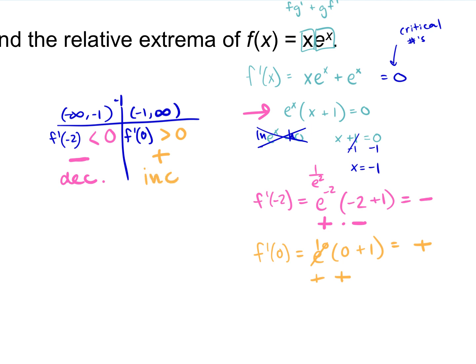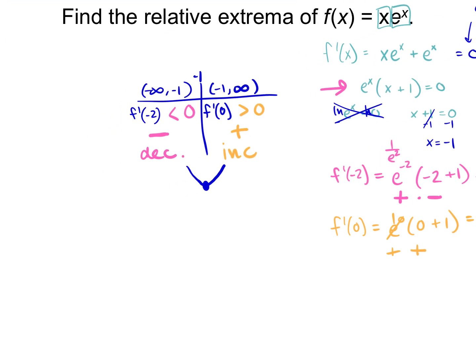So if we go from decreasing to then increasing, at negative 1, are we going to have a relative maximum or minimum? A relative minimum. Awesome. So we have a relative minimum at the point negative 1, comma, how would I find my y?